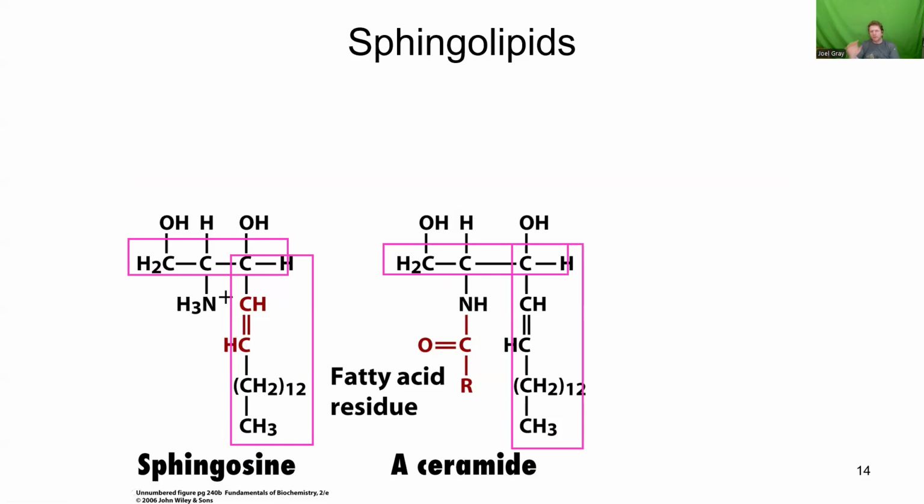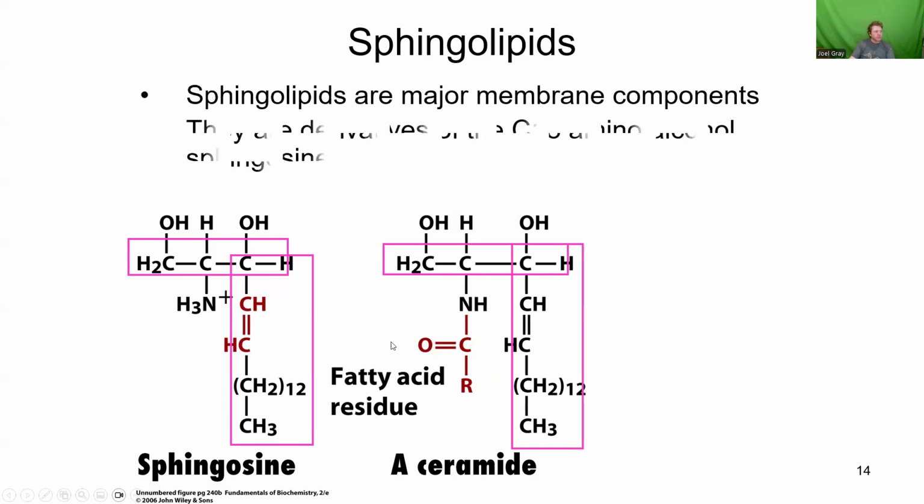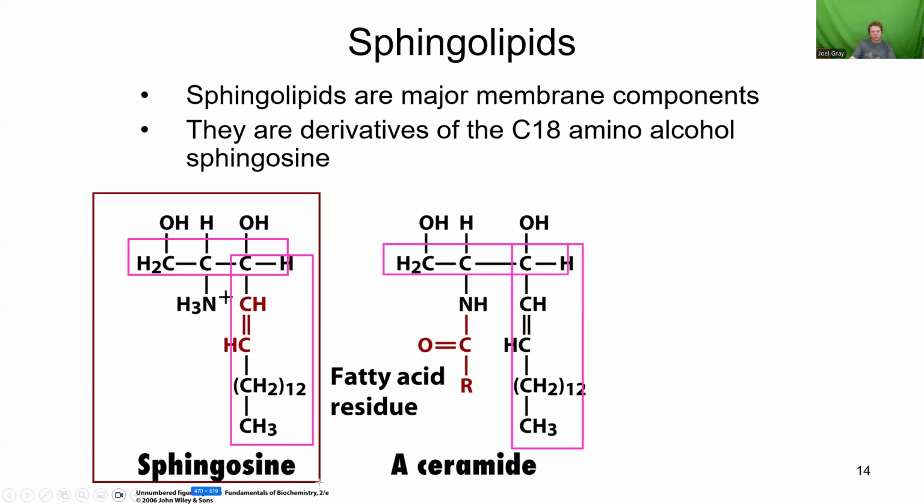So a sphingolipid is our general catch-all term. That's one way in which something like sphingomyelin can be classified. Sphingolipids are major membrane components. They're derivatives of a C18 amino alcohol known as sphingosine, which is what we see right here. Let me switch colors, this dark red. So there's our sphingosine. Now, the base molecule of that is known as a ceramide.